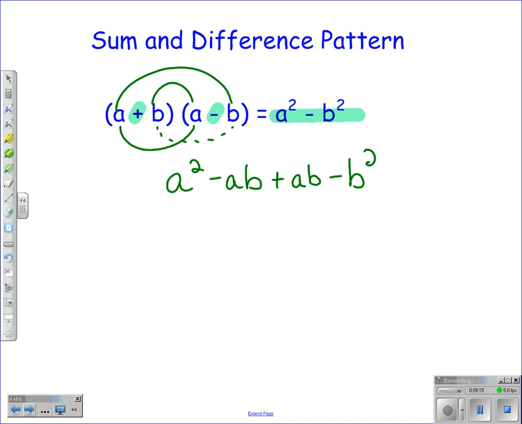is b squared. You can see here that the a squared goes with the a, the minus b squared goes with the minus b squared that we can see, but notice what happens to the middle term. Those two are opposites of each other, and they cancel each other out. So negative ab and positive ab cancel. That becomes 0. We are left just with the a squared minus b squared.